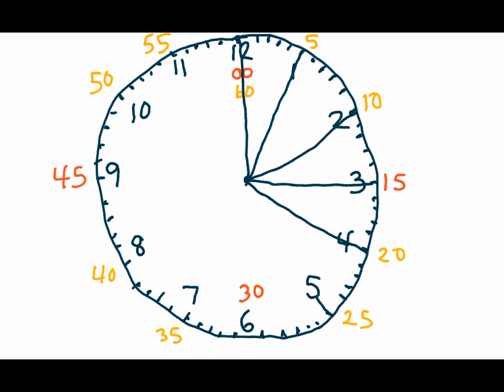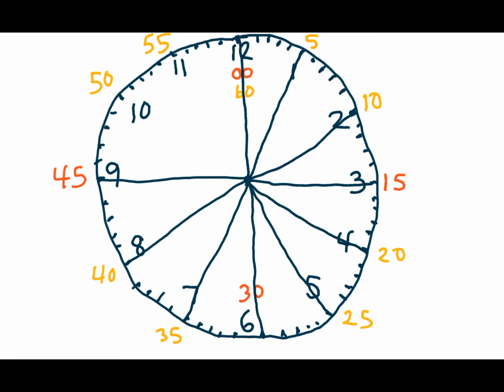Number 5, make a line. Number 6, make a line. Remember, boys and girls, we're trying to do the best we can to make our lines. Number 7, make a line. Number 8, make a line. Number 9, make a line. Number 10, make a line. And number 11, make a line.